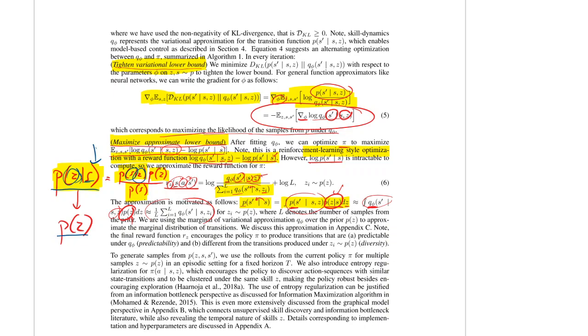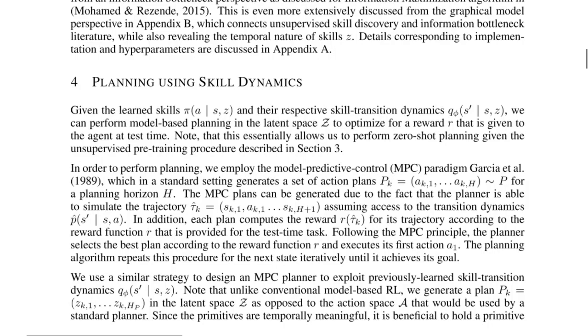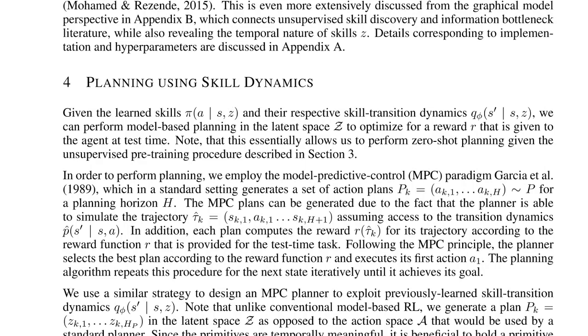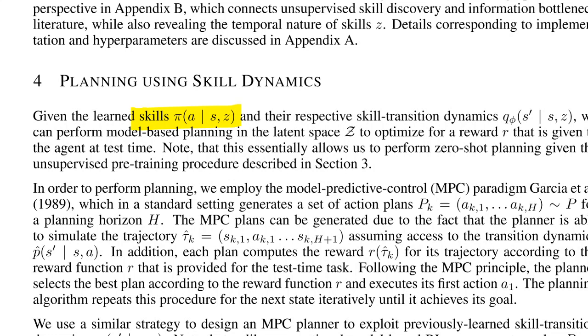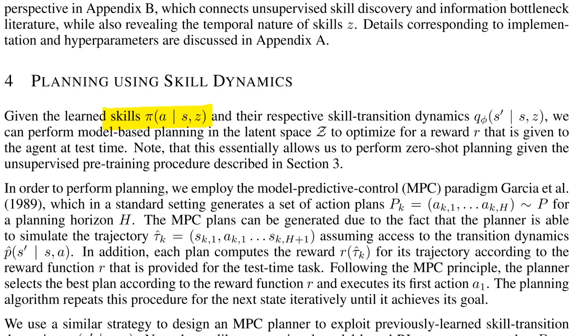So how do you then plan using these skills? This is the second part of the paper, and it is just as complicated as the first part. They say, given the learned skills, which are policies over actions given Z, so now you know how to walk forward and walk back and so on, and now you're placed in a world and given a checkpoint. It says, well, walk there. And you want to do this using planning. You don't want to learn anymore. You simply want to plan. Okay. What do you do?